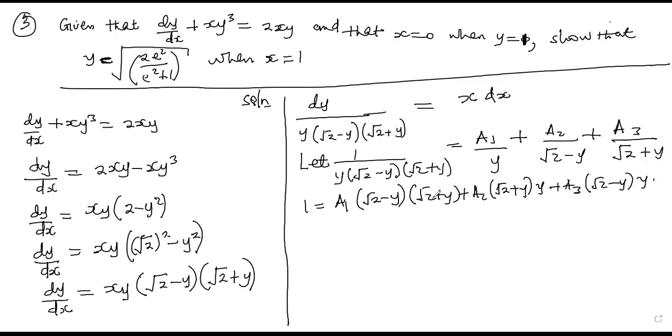So if we put the value of y as 0, it means that this one will become 0, the whole of this will become 0, and there we can get the value of a1. Putting y as 0, because if y is 0, this is 0, this is 0, and this is root 2 times root 2, which is 2. So we shall get a1 as a half.